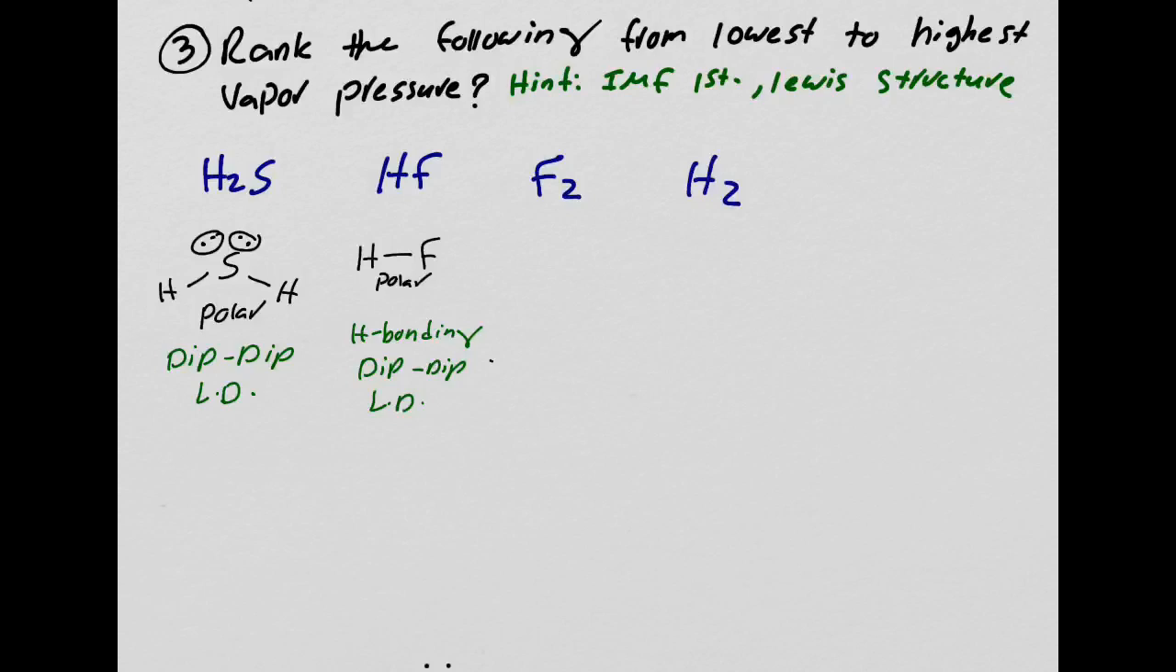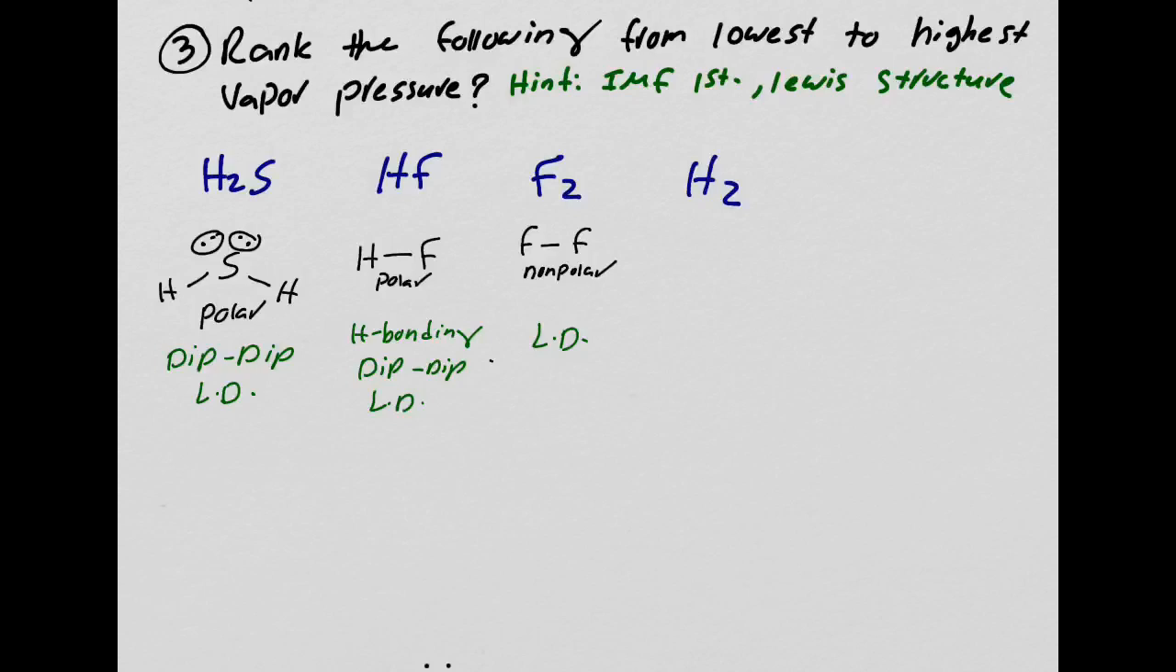Okay. Now, F2. I want to draw F2 out. Is it ionic? No. Hydrogen bonding? There's no H. Is it polar or non-polar? Two non-metals together, and it is non-polar. So if you're non-polar, the only thing you have is London dispersion.